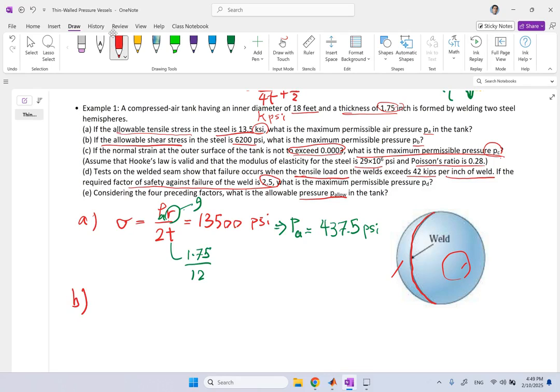Scenario B, here you want to look at maximum shear stress. We learned that the maximum shear stress was PR over 4T.